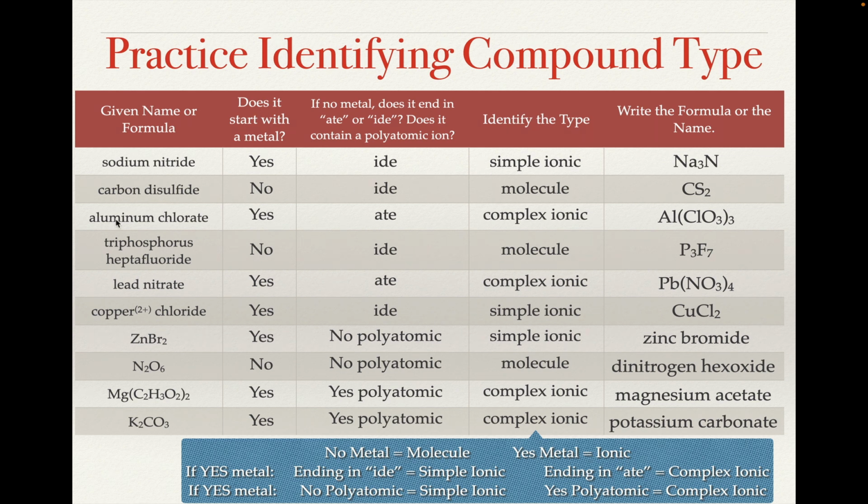Here, does it start with the metal? Yes. Here, no. Here, yes. Here, yes. Here, yes. Here, no. Here, yes. Here, yes. Okay, and then down here, we see Br2, so there's no polyatomic ion, so it's just simple. Here it ends in ATE, so it's complex. So this is your basic rules for this table to help you kind of organize your thoughts on that, okay? So remember, if it's a metal, it ends in ide, simple ionic. If it's yes with no, it's a polyatomic ion, okay?